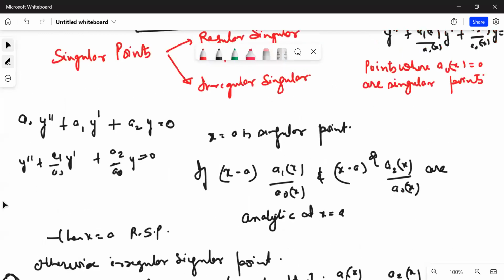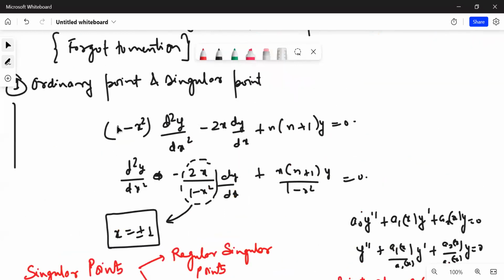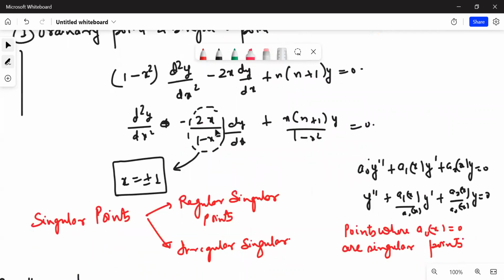So the first thing: what is the way to find a singular point? Just divide this. If there is a coefficient of d2, the highest-degree derivative, divide by that coefficient, and at the point x equal to plus minus 1 you have a singular point. You can see that at x equal to plus minus 1 you have a singular point, isn't it?